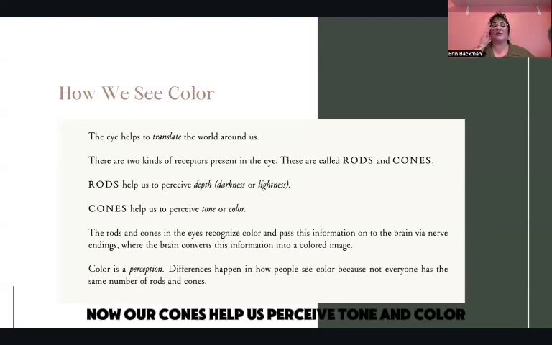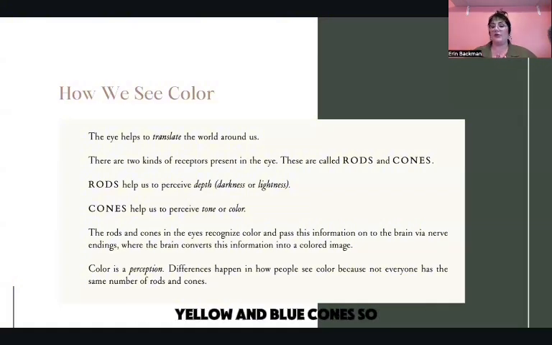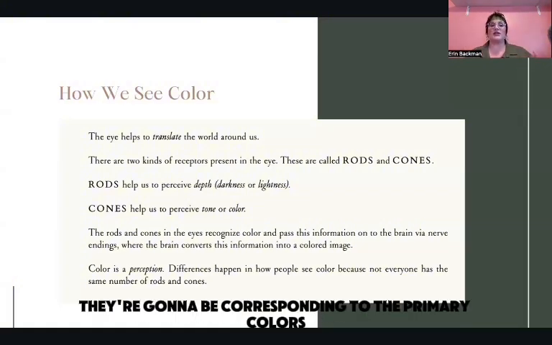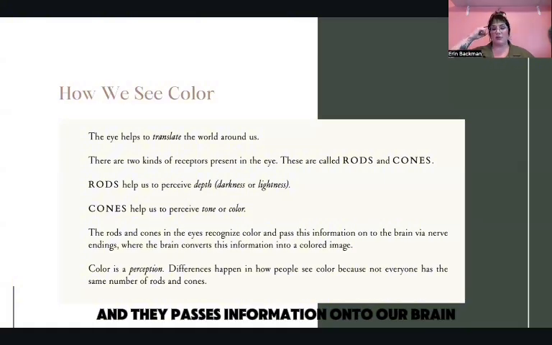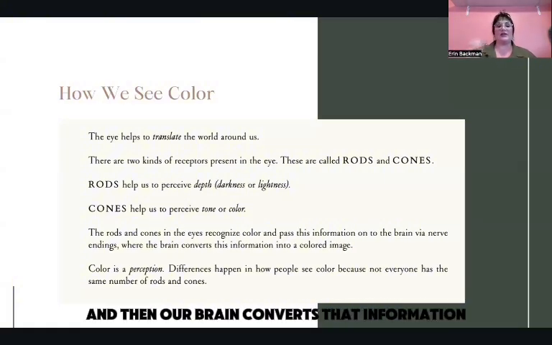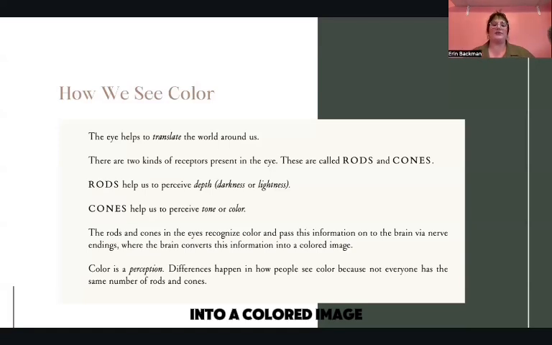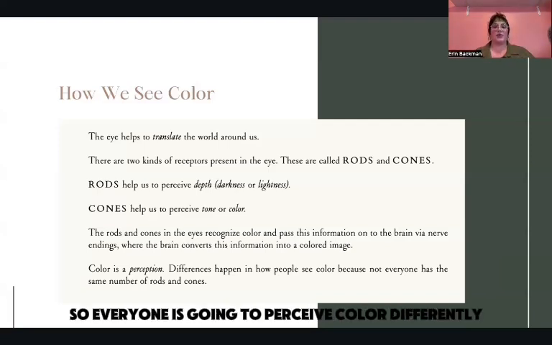Now, our cones help us perceive tone and color. The cones are going to be your red, yellow, and blue cones, so they correspond to the primary colors. They help recognize color, and they pass this information onto our brain via our nerve endings, and then our brain converts that information into a colored image. So there's a lot of different things going on. The big thing I want you to take away from this is that color is perception, and everyone has varying amounts of rods and cones and varying function of them. So everyone is going to perceive color differently.